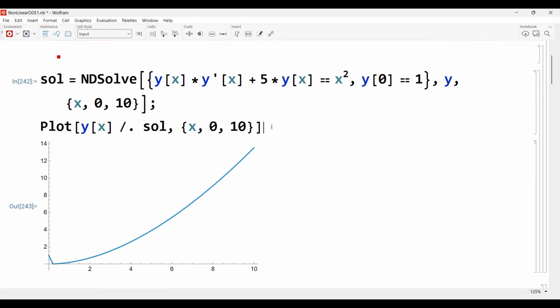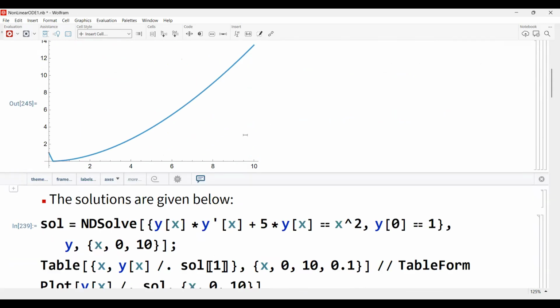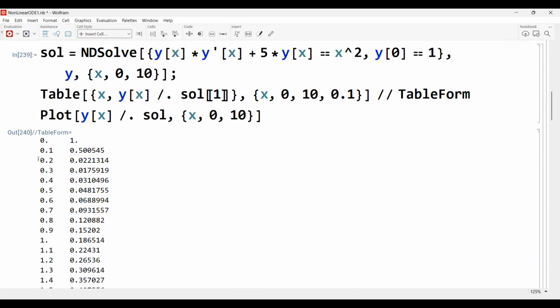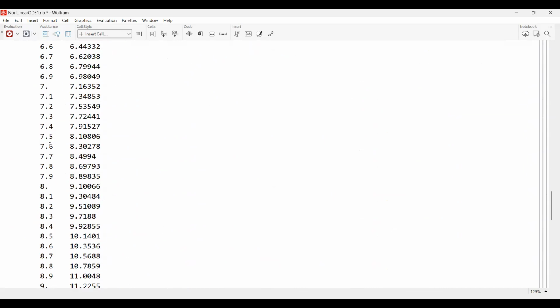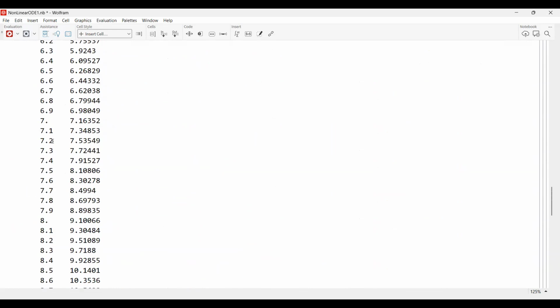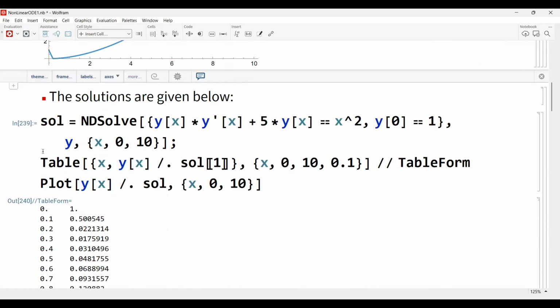So we have this. The solutions are given below. So we have here the solutions, x and y values. We have x and we have the y values here. The first value of x equal to 0, the first value of y is equal to 1. If x equal to 0, y equal to 1 here.